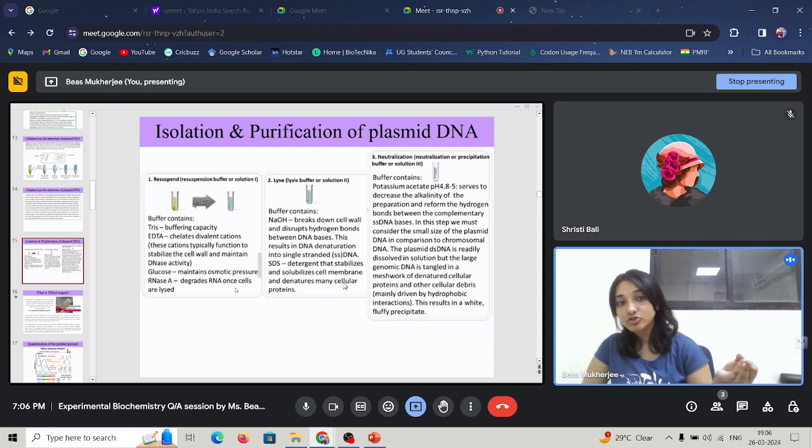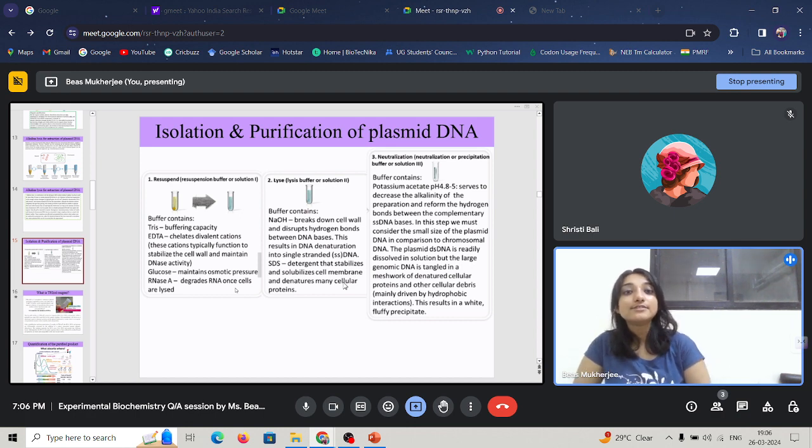What happens in solution 2? Solution 2 buffer contains NaOH. Here the alkaline lysis basically begins. NaOH is going to break down the cell wall and disrupt the hydrogen bonds between the DNA bases. It is basically going to denature the DNA. This results in DNA denaturation into single strands of DNA. SDS is there, which coats the proteins, denatures the proteins, and solubilizes the cell membrane. That is the work of SDS.